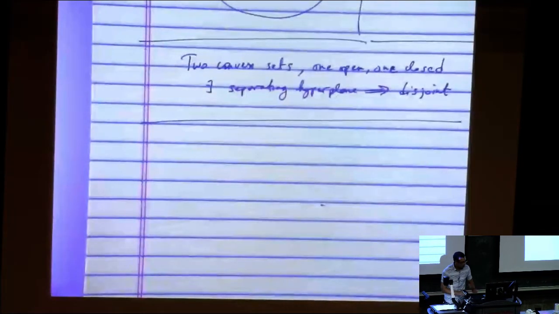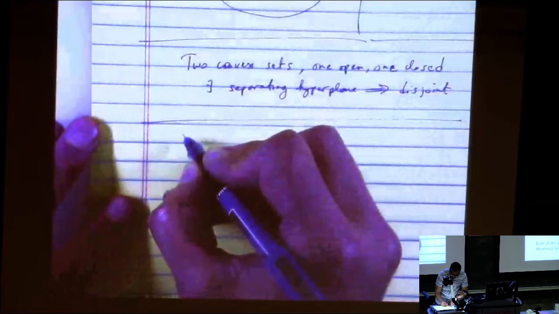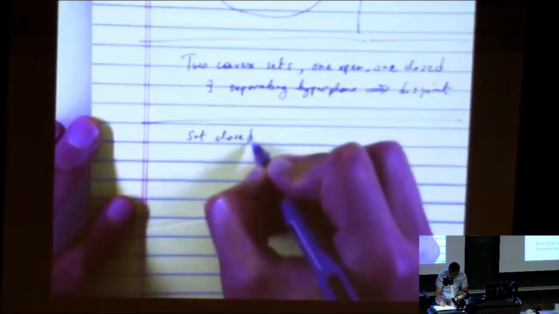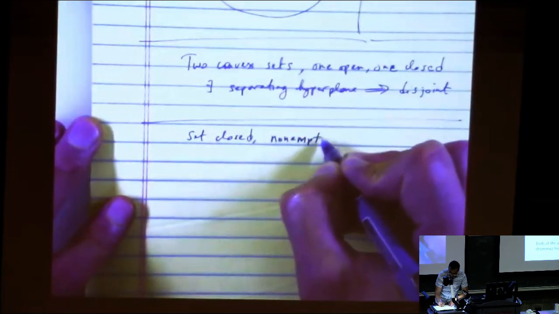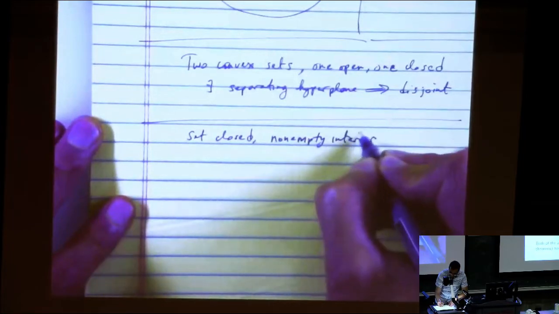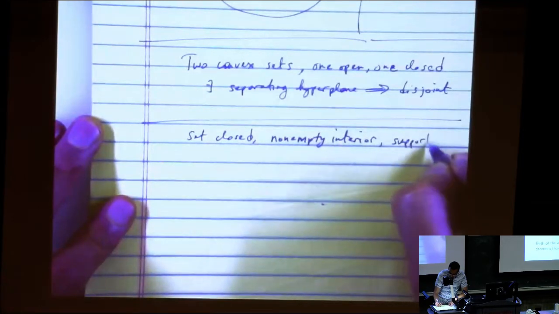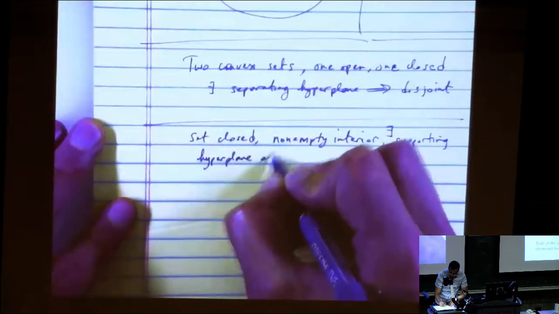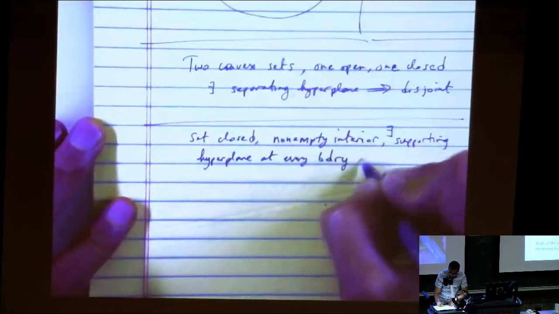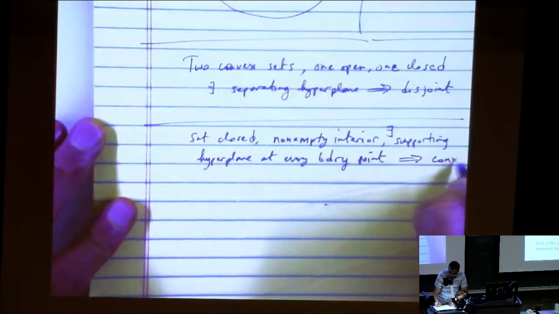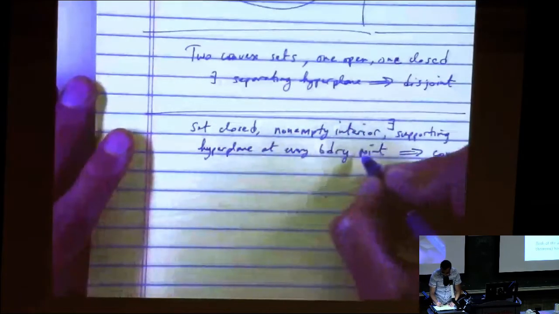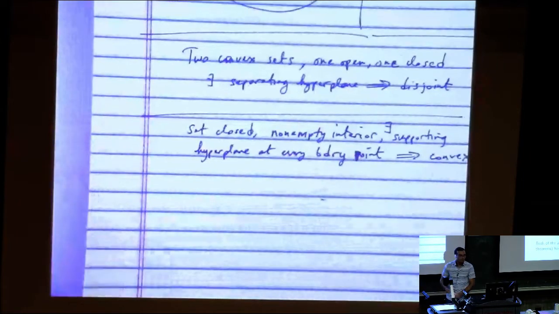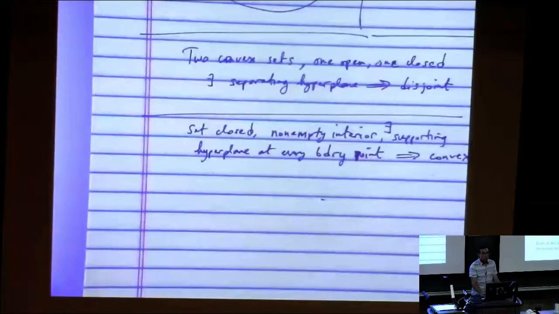There's another converse, I think more interesting, to the supporting hyperplane theorem. So the supporting hyperplane theorem has the following converse. If we have a set that's closed and it has a non-empty interior, and there exists a supporting hyperplane at every boundary point, then this implies that it's convex. That one I think is much more interesting. So I just wanted to clarify these converses. I think I gave a reference. You can see some details in this chapter of Boyd and Vandenberghe.